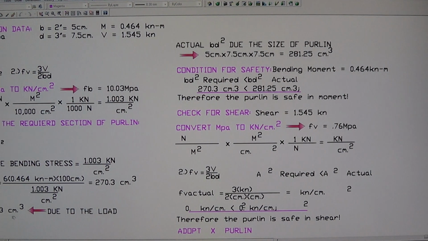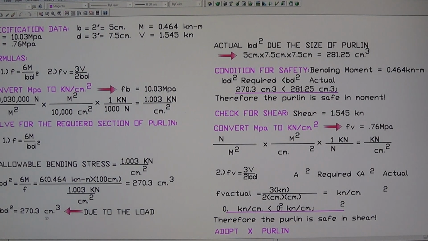The 270 right here, due to the load, 270.3 centimeter cube. Compare it to the actual. The actual is 281.25. Therefore, the required is less than the actual area dimension or cross section, as we call it, the dimension of the purlin, which is 2 by 3. So that's how you compare that safety.